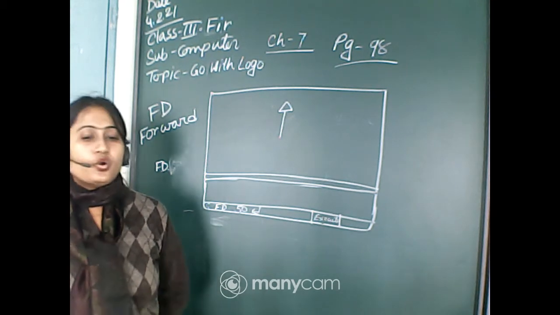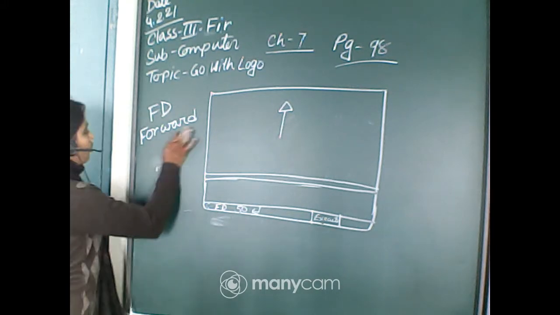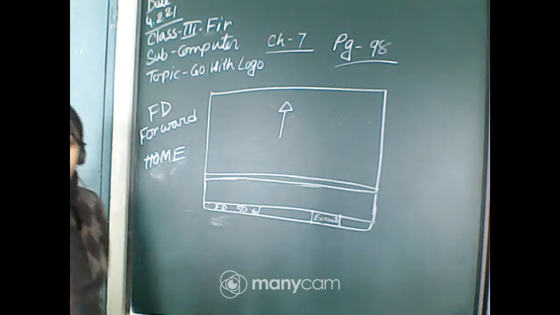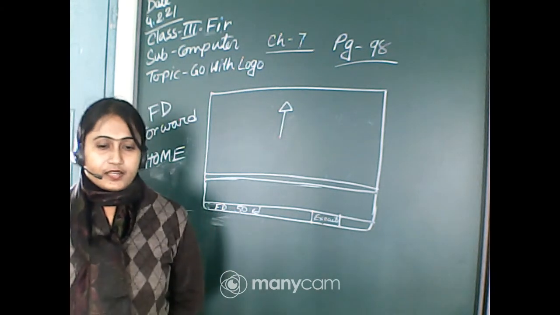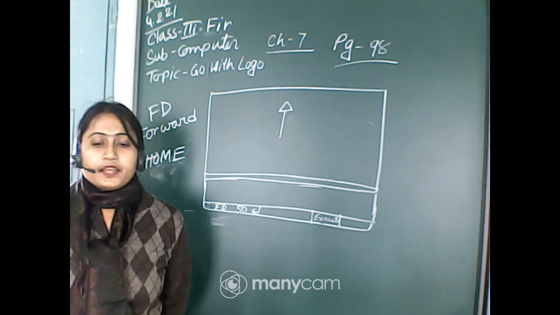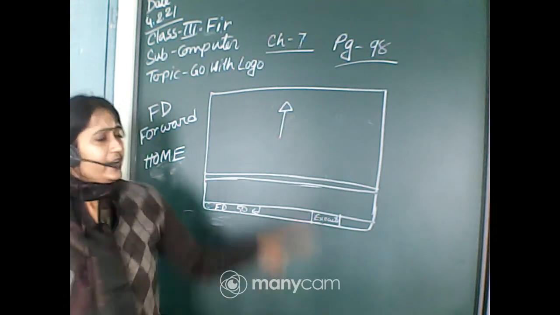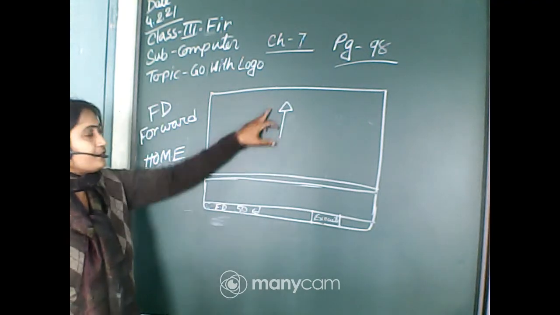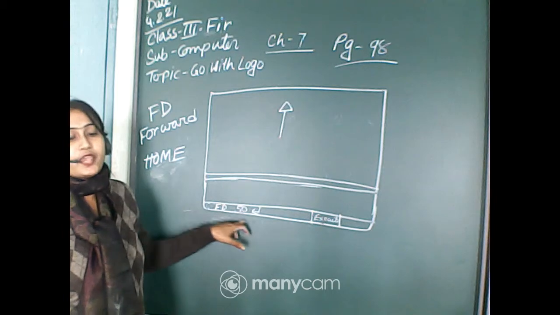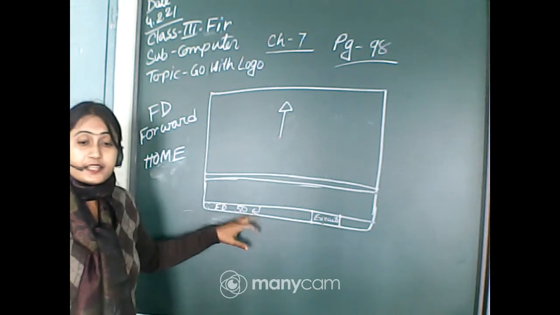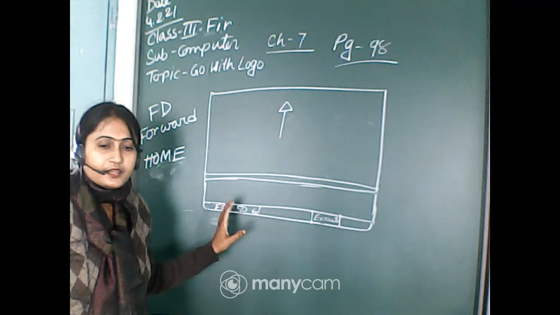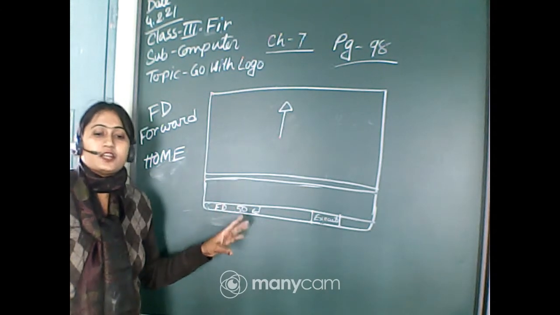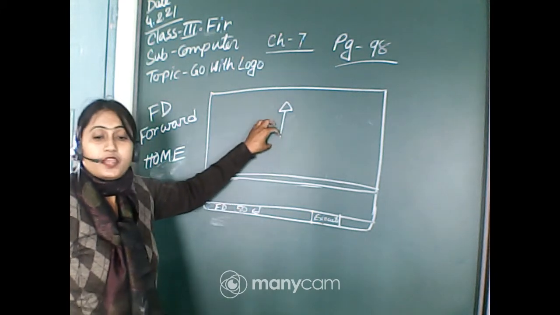Okay, now home. Home is a command. H-O-M-E. Home, it is a command. Okay, what is the function of the home command? If you apply after the FD 50, if you write H-O-M-E, home, and then press the enter key, no need any unit beside the home command, because home means wherever the turtle is there on the screen, the turtle will come in the home position.